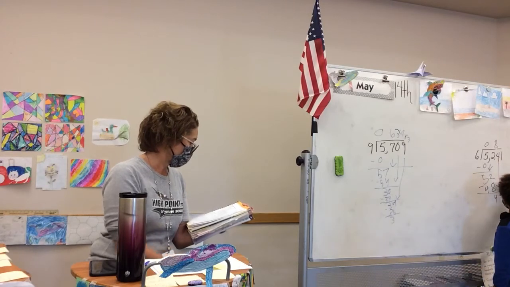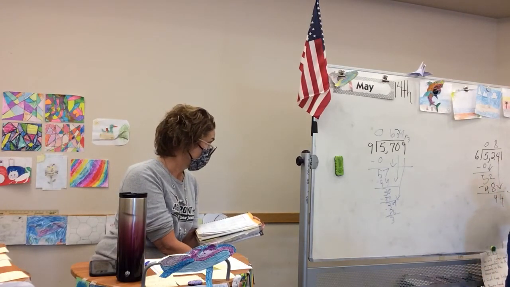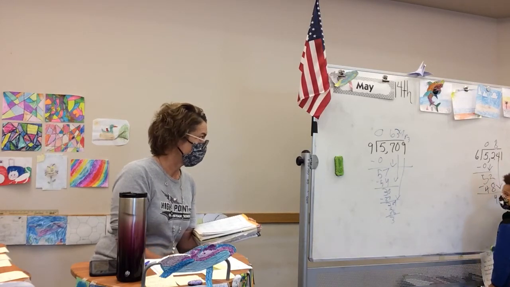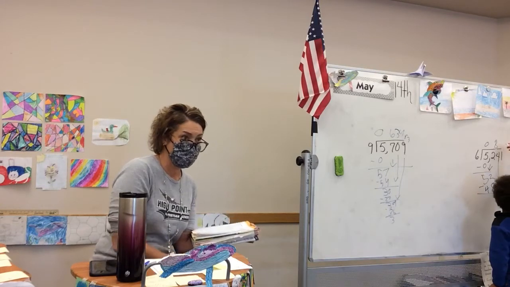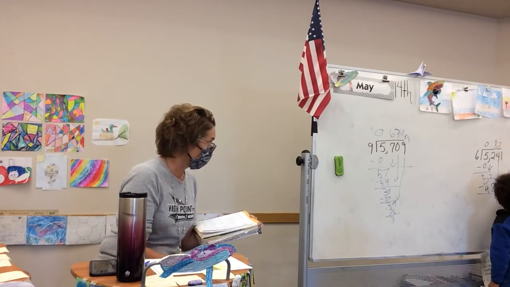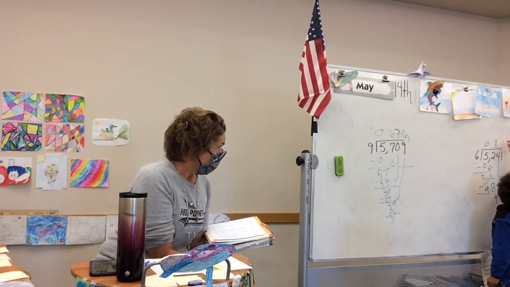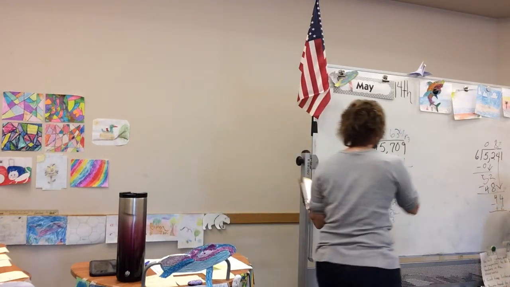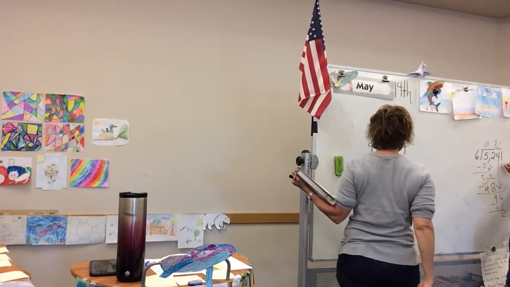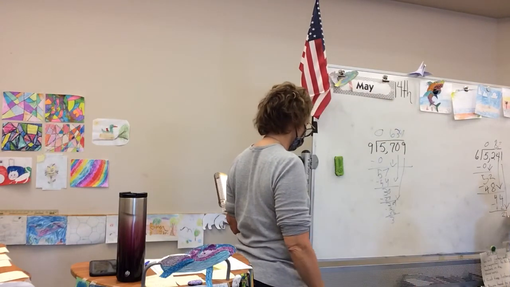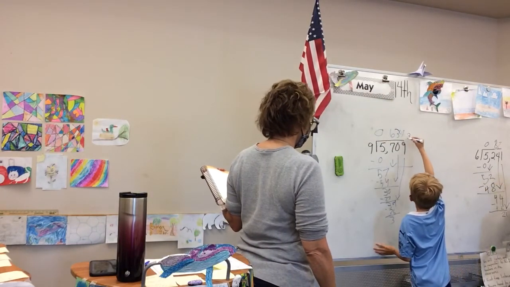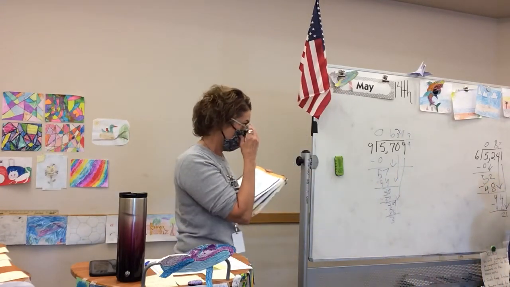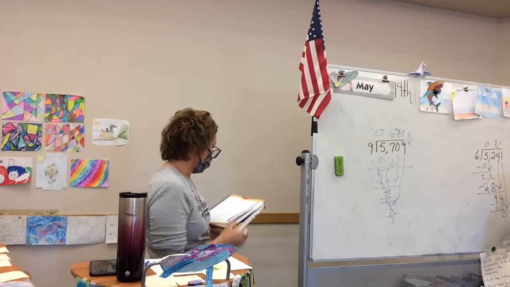So what was your answer, Luke? 634, remainder 3. Very nice. And if I were to make that into a fraction, instead of a remainder, how would that look? What would the fraction be? There you go. Beautiful. Very nice. Good job, bud. Nice arrows, Christian.